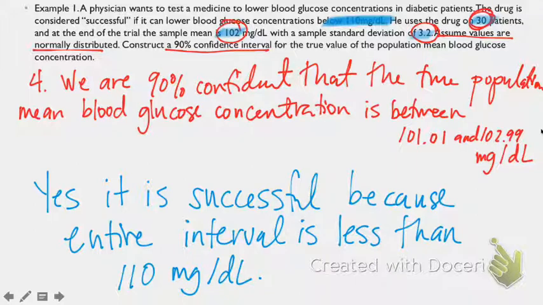That's something you might see on like a MyMathLab. Those are the follow-up questions that you see. If it contained 110, it would not be successful; the whole interval would have to be below. Got it.